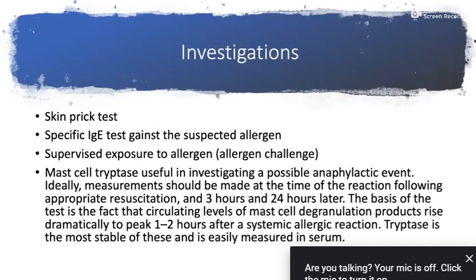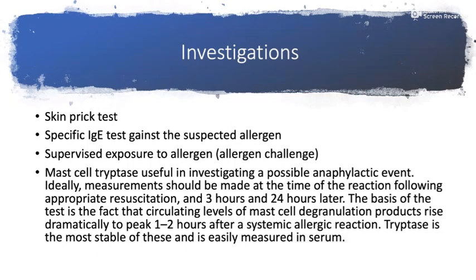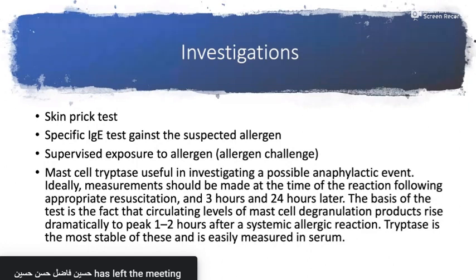Mast cell tryptase is another type of investigation. It is useful in investigating a possible anaphylactic event, and ideally measurements should be made at the time of the reaction following appropriate resuscitation, and 3 hours and 24 hours later. The basis of the test is in fact that circulating levels of the mast cell degranulation products rise dramatically to peak at 1 to 2 hours after the systemic allergic reaction, and tryptase is the most stable of these and easily measured in the serum.